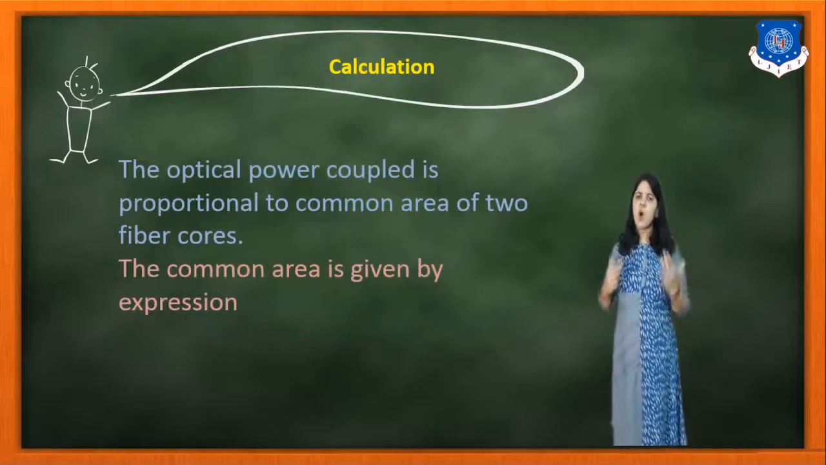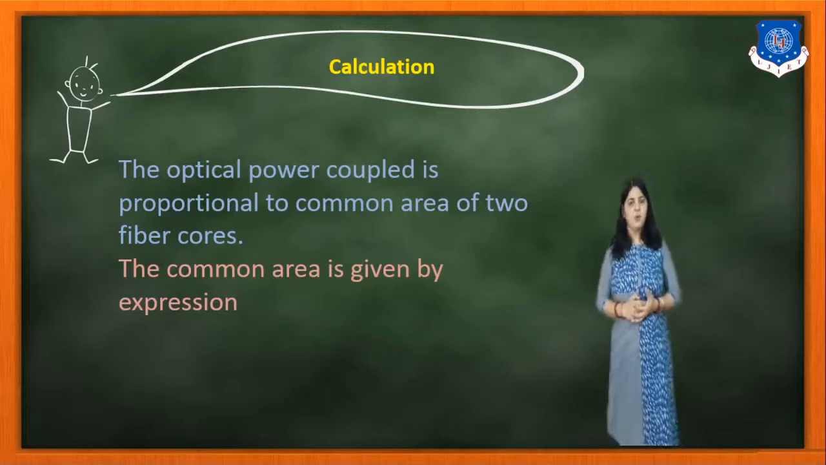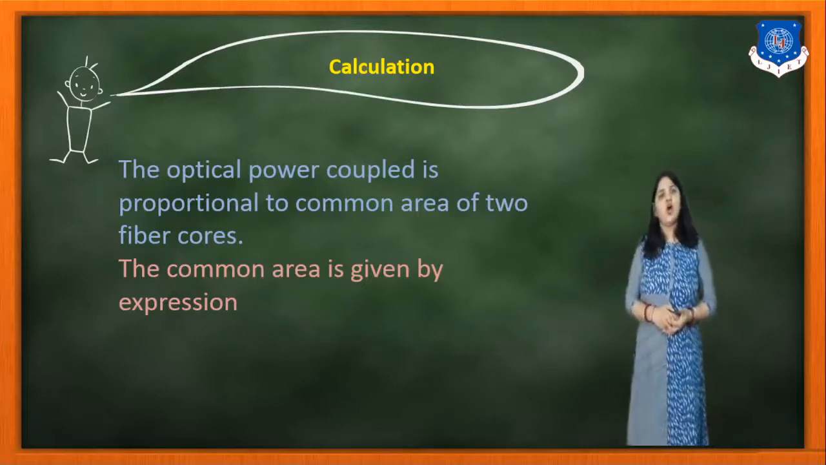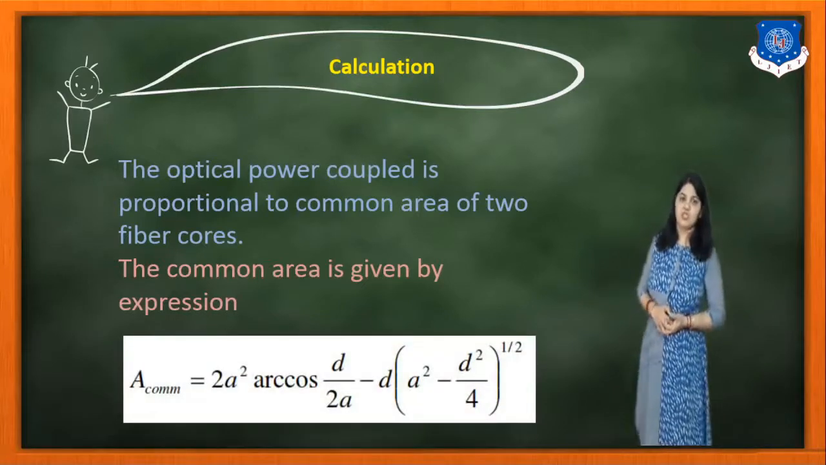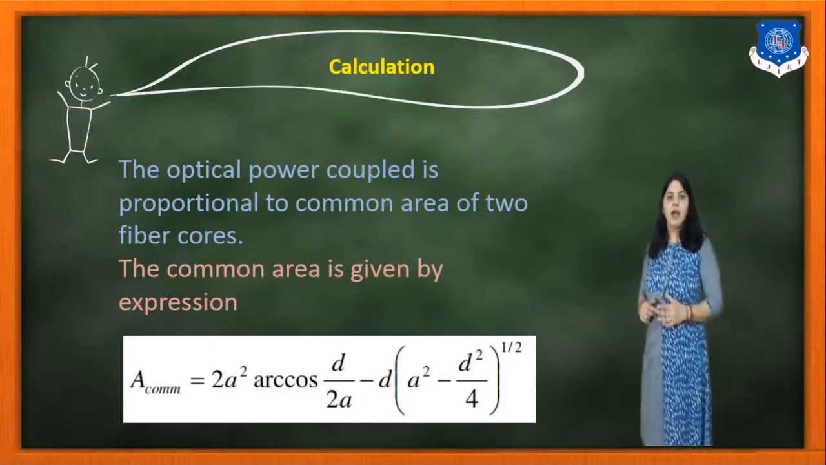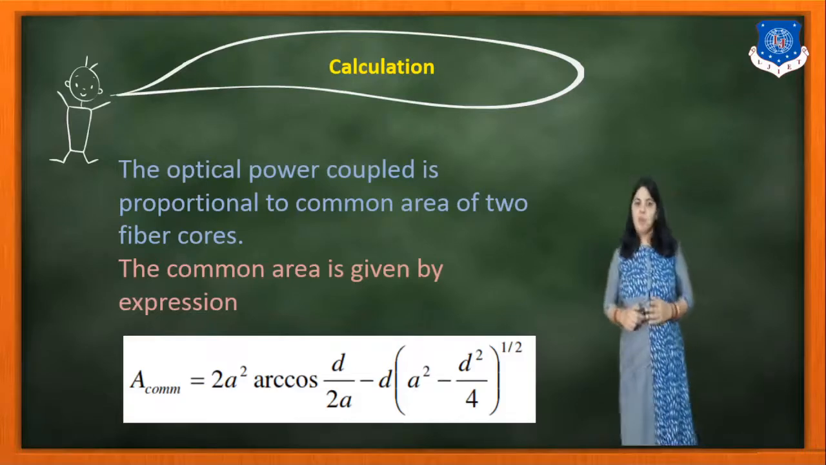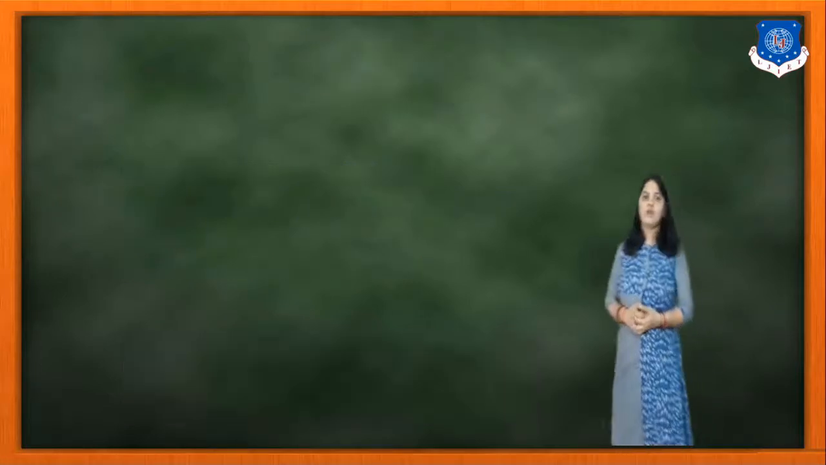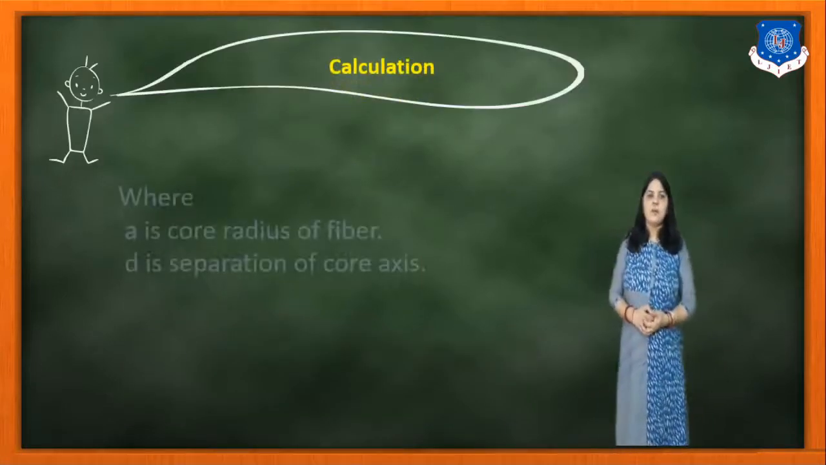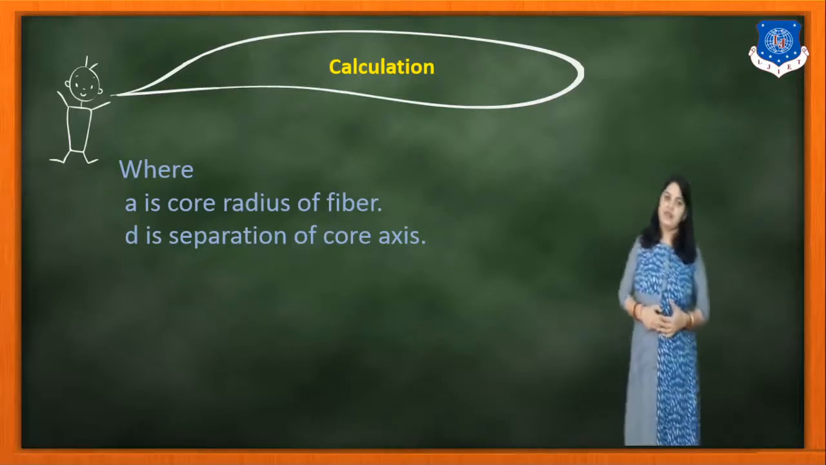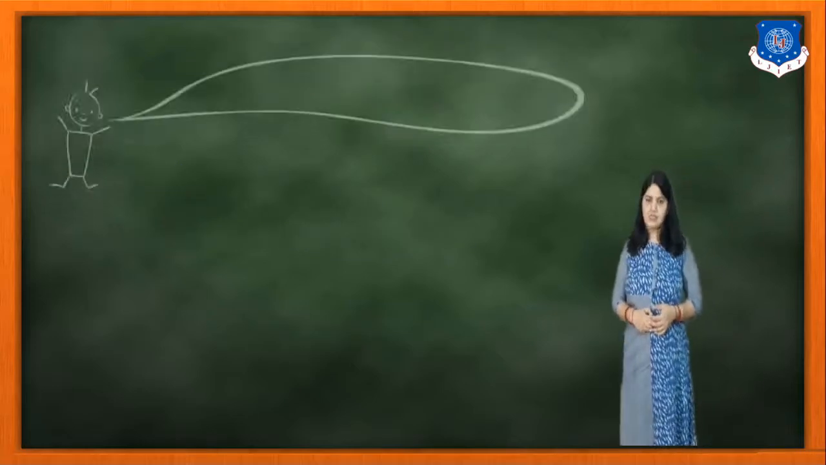So that covers the mechanical misalignment. Now we will do a small calculation for this. The optical power coupled is proportional to the common area of the two fiber cores. The common area is given by the expression A common equals 2a squared arccos(d upon 2a) minus d times (a squared minus d squared upon 4) raised to 1/2, where a is the core radius of the fiber and d is the separation of the core axes.